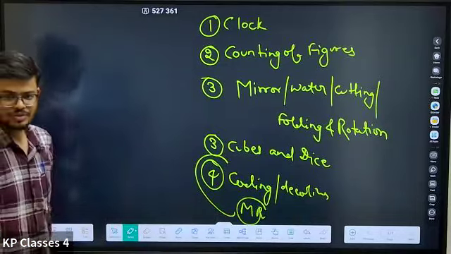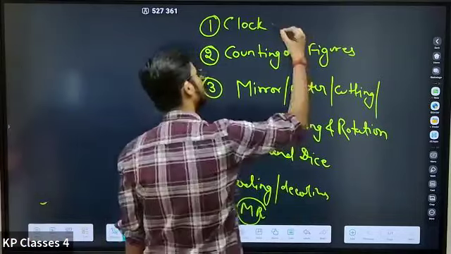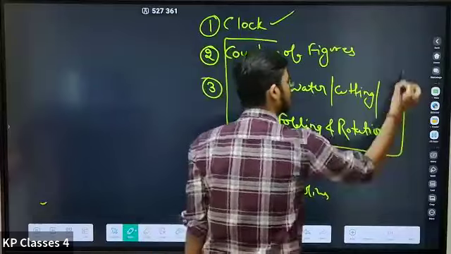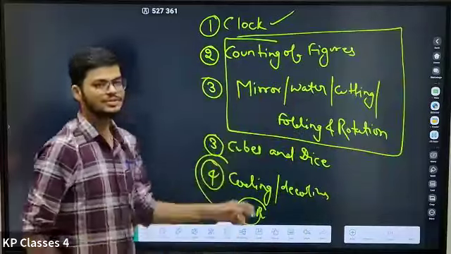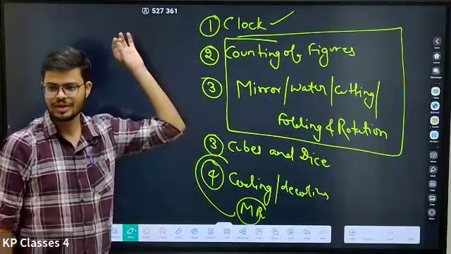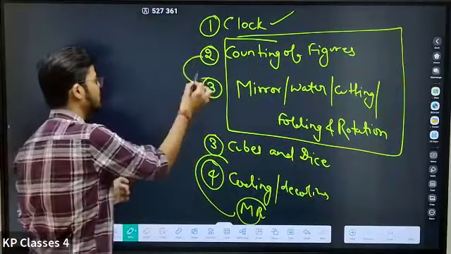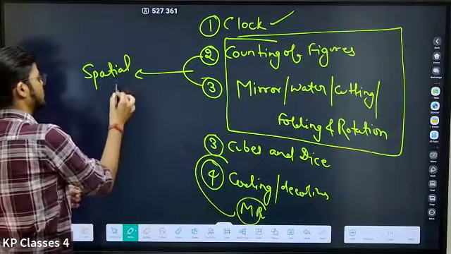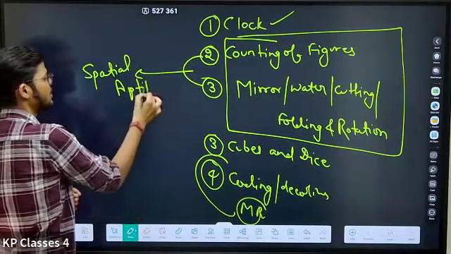Now, for your examination, what are the important topics that we'll be doing? It is going to be your clock, and this is something which is really important because each and every year, at least we are getting a question from the counting of figures or mirror image, water image, cutting, folding, rotation. This is part of your spatial aptitude. That is your visual reasoning.